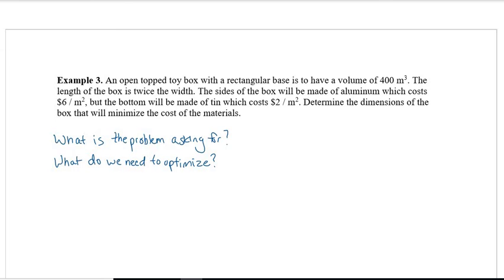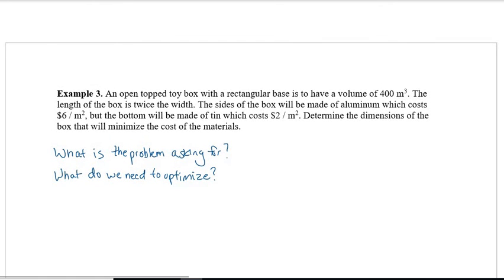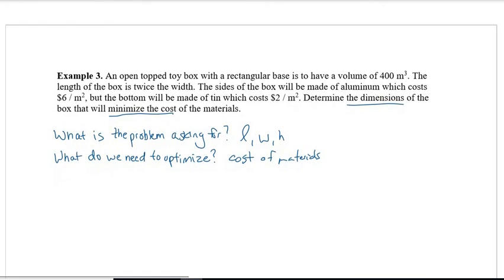So as we're going through this, first thing we need to figure out is what's the problem asking for? It's asking for the dimensions of the box. So again, length, width, and height. But we're also trying to figure out what we're optimizing here. It says that we have to minimize the cost. So trying to figure out the cost of the materials. Actually, as it turns out, this is partly a business problem. So hopefully you business people in the audience will enjoy this. So we're going to have to figure out a formula for cost, and then we can optimize that.